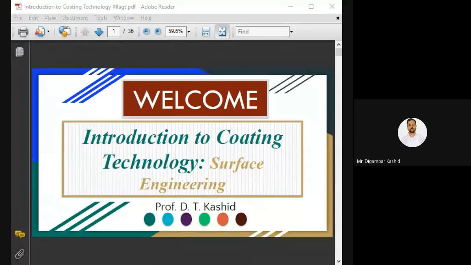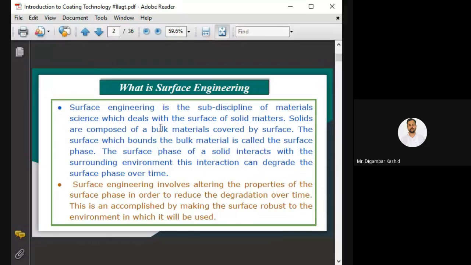Now come to our point: what is surface engineering? Generally, I can say surface engineering is a sub-discipline of material science, which deals with the surface of solid matter.